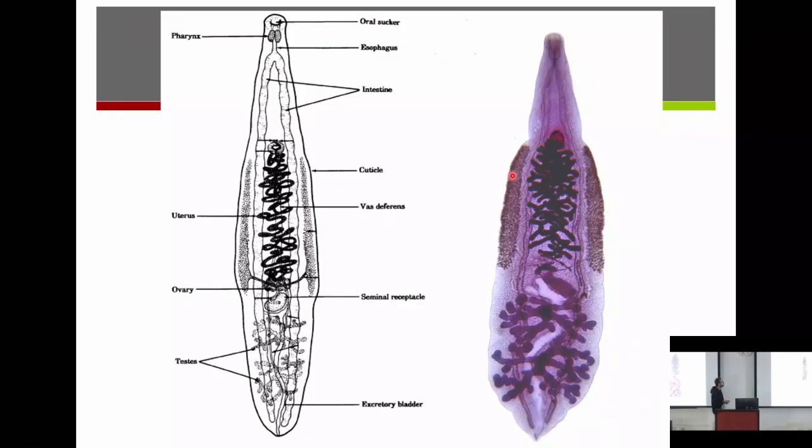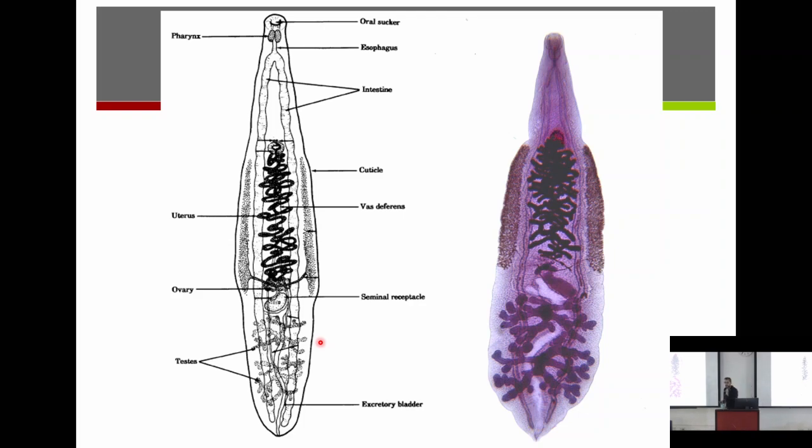So here is the general morphology of this parasite. You'll see the oral sucker here, the pharynx, oesophagus, intestine. The cuticle is the tegument layer here. Uterus, vas deferens, ovary, seminal vesicles, testes. So in one single worm, you will see the male and female sex organs, and they can produce eggs, and that's why we call them hermaphrodites.